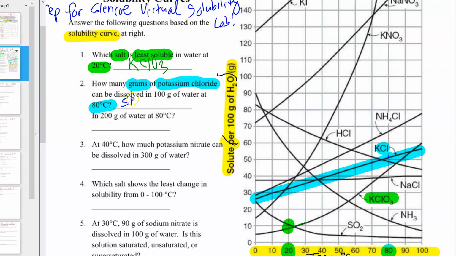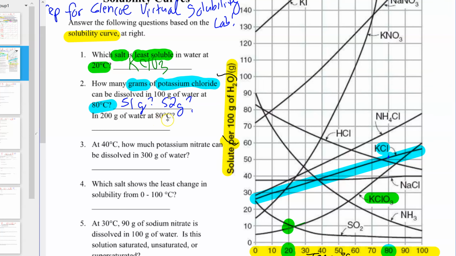51 grams? Maybe 52 grams? If you told me 50 or 53, I'd say no. Somewhere around 51, 52. That's per 100 grams. Now, this next question, we've got to think about a little bit carefully.